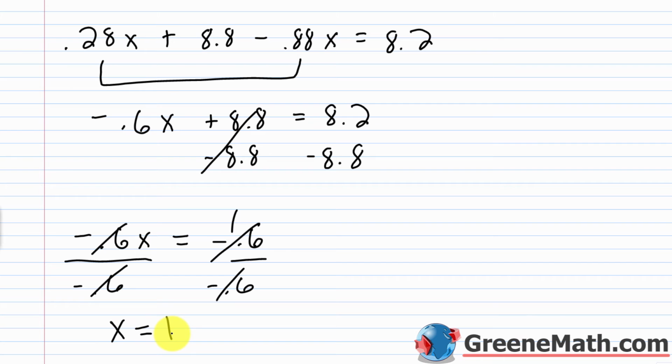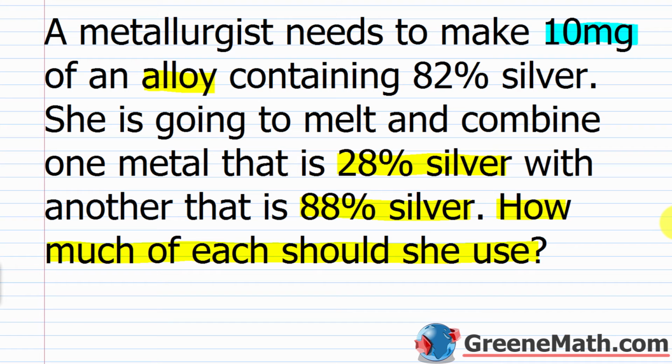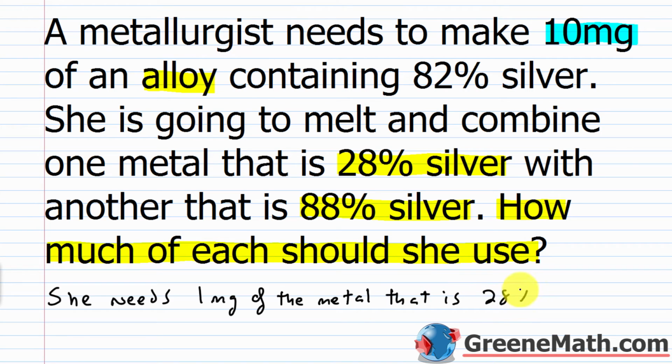All right, so let's make sense of this. Remember that x is the amount of metal in milligrams that is 28% silver. So that we said was 1, because x was equal to 1 when we solved our equation. So we're going to say that she needs 1 milligram of the metal that is 28% silver.